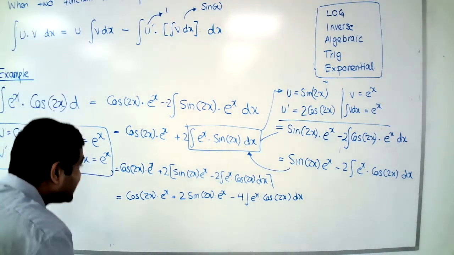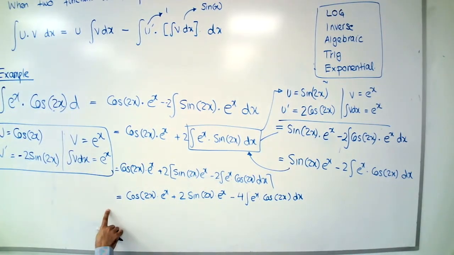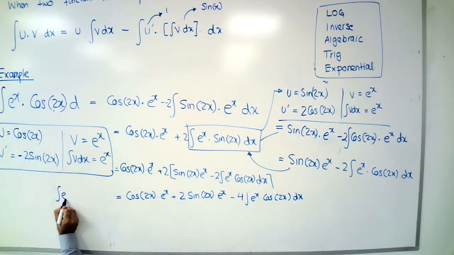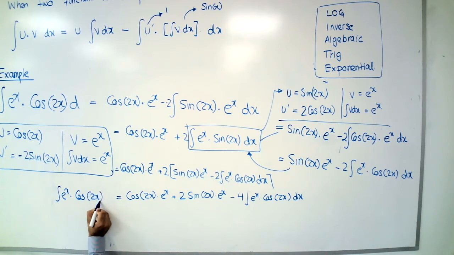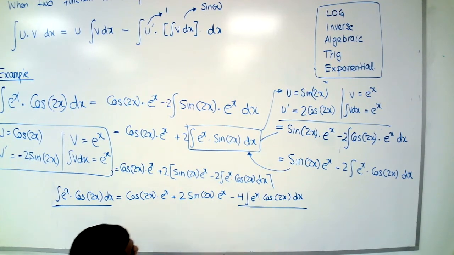Now, what was the question? The question was this one, isn't it? So I'm doing the integral of e to the x times cos 2x dx. Yeah, that's supposed to be dx. Okay, now you see this thing is here, and you see this thing is here.